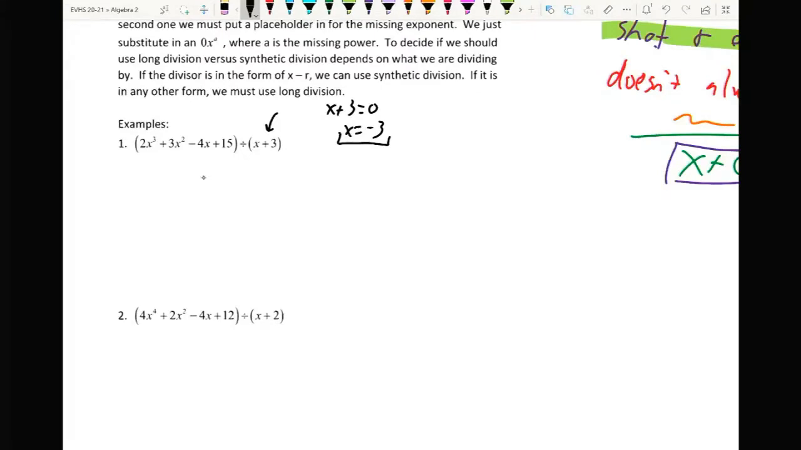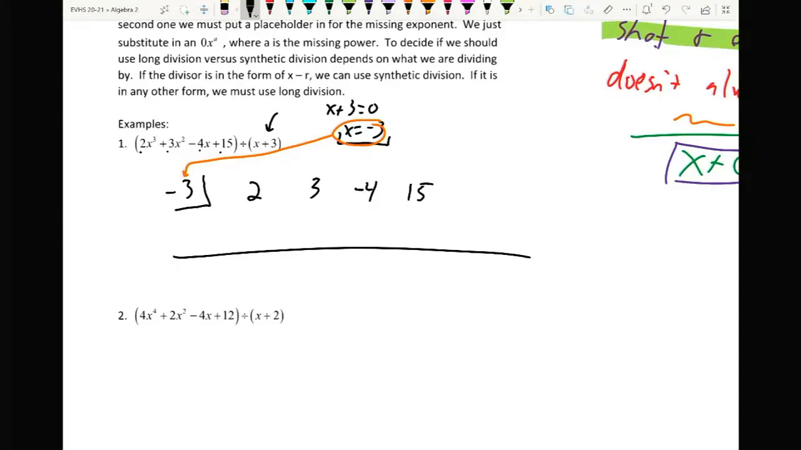Okay, now here's what you're going to do. Just like matrices, we're going to pick up just the numbers. Take the negative 3, which is this value right here, goes right there. Now we're going to pick off all of our coefficients: 2, 3, negative 4, and 15. Just like matrices, we just have our coefficients. So here's the rule for this: multiply up, add down.